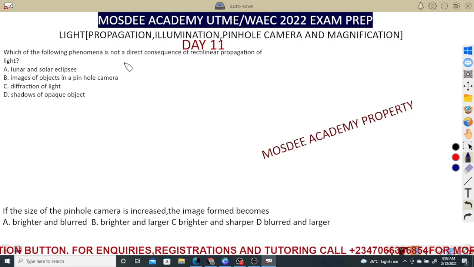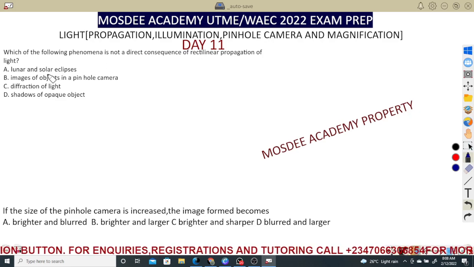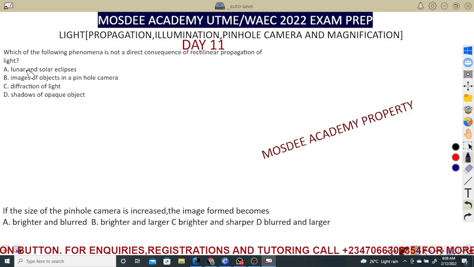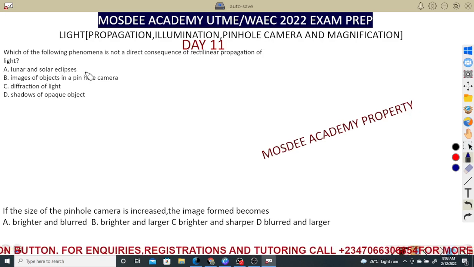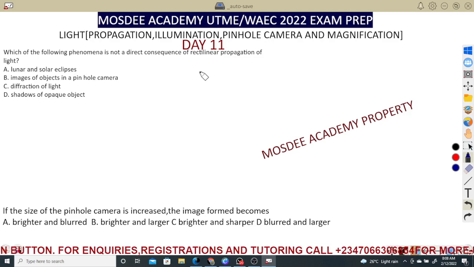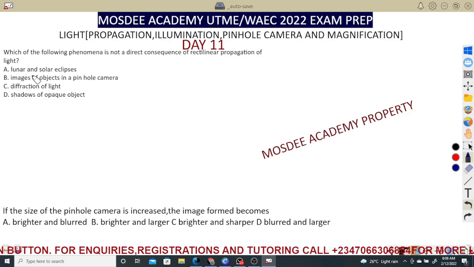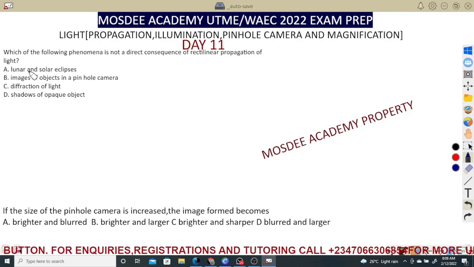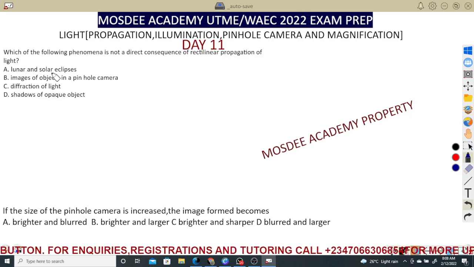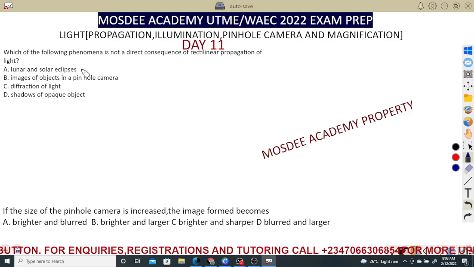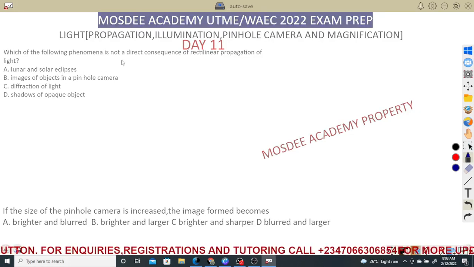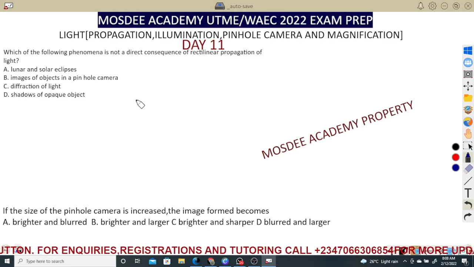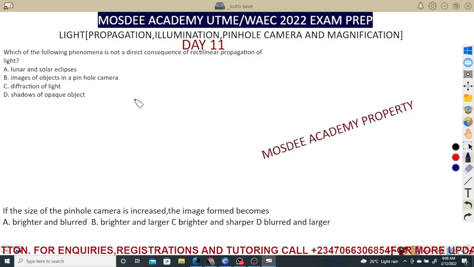We've talked about the consequences. Lunar and solar eclipse. Lunar eclipse is eclipse of the moon. Basically there are three types of eclipse: lunar eclipse, which is the eclipse of the moon, solar eclipse, which is the eclipse of the sun, and the one we call annular eclipse. Please keep that at the back of your mind.